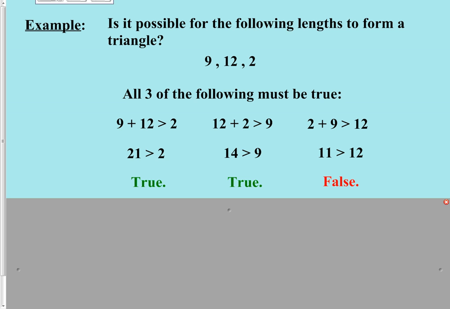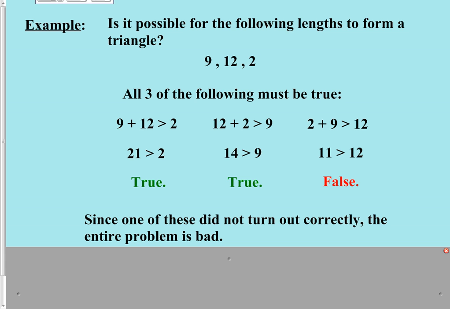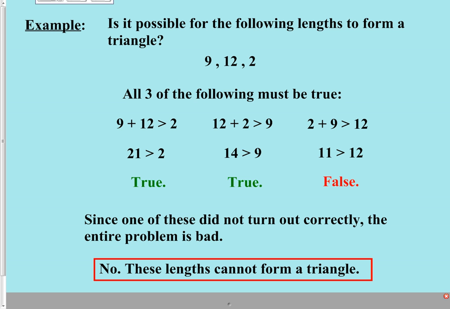If we come up with any one false statement, then that is going to force us to think that the entire problem is false. So since one of these did not turn out correctly, the entire problem is bad. So the answer in this case would be no. These lengths cannot form a triangle.